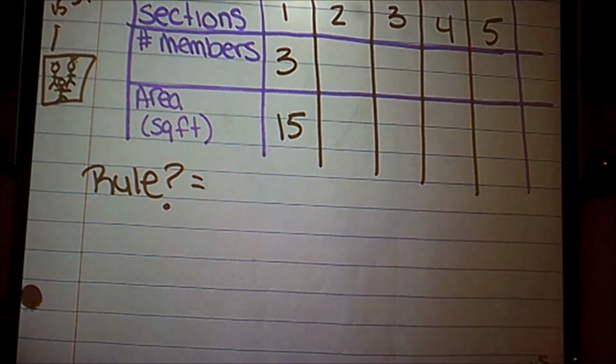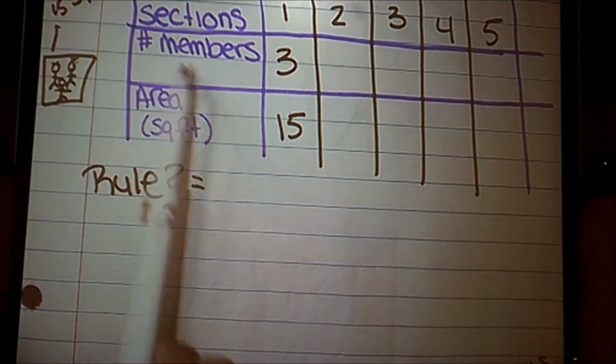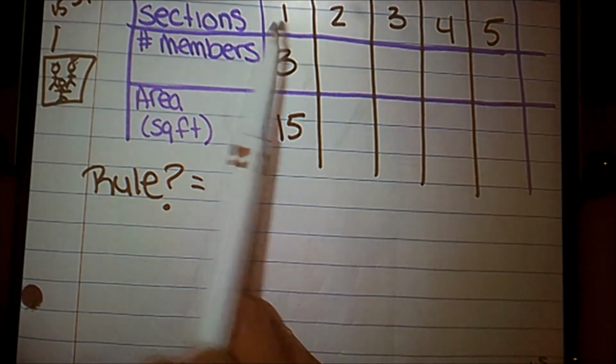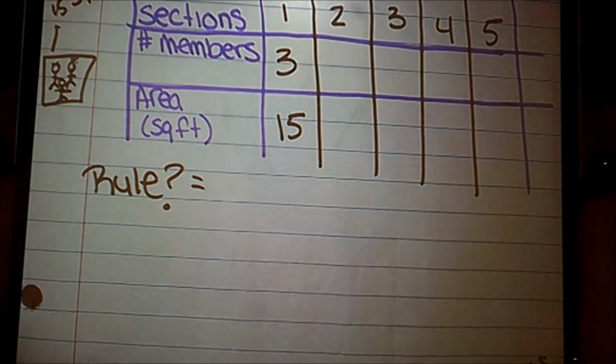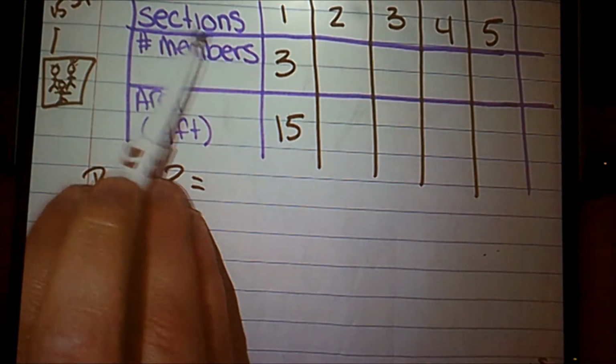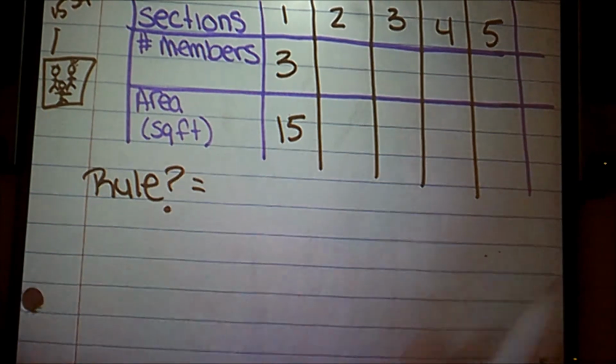So I need to figure out a rule that has to do with sections to members. How did I go from the section number, my first number up here, to the number of members? For every one section, each section has 3 members. So what is my pattern or my rule? Maybe I'm adding 2. That doesn't sound right because it said each, and I know each normally has to do with multiplying. So my first rule is the number of sections multiplied by 3 is going to give me the number of members.